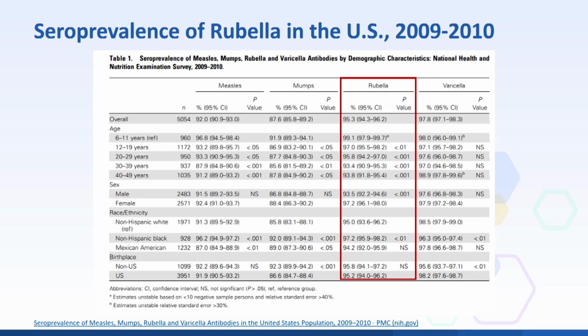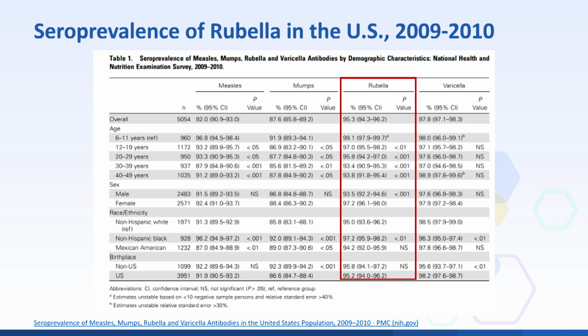The National Health and Nutrition Examination Survey, or NHANES, was assessed to evaluate seroprevalence of antibodies for measles, mumps, rubella, and varicella in the U.S. population aged 6 to 49 years during 2009 to 2010. The rubella seroprevalence was notably high at 95.3%, reflecting robust vaccine coverage. We anticipate receiving seroprevalence data from NHANES for 2017 through 2020 soon. This will allow us to reevaluate the seroprevalence of these 4 viruses in the U.S. population.